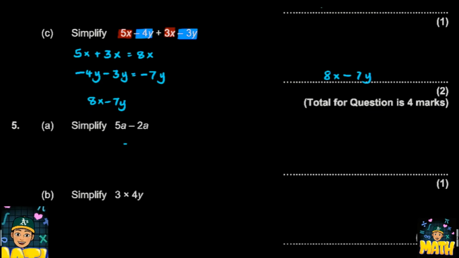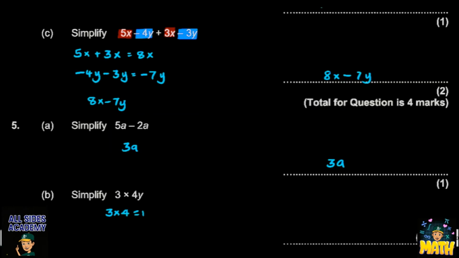Then here, simplify 5a minus 2a. The a's make the 2 terms to be like terms, so I'll just subtract the numbers. 5 minus 2 gives me 3a, and that will be the answer right there. Simplify 3 times 4y. So this is multiplication. 3 times 4y means I have the 4y's 3 times. So that is the same as multiplying the 3 times the 4, just the numbers, to get 12, and then my answer will be 12y.